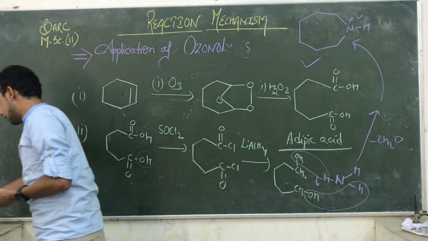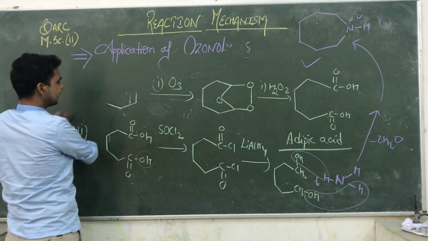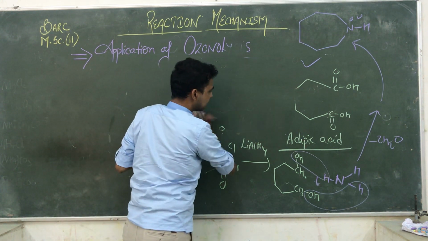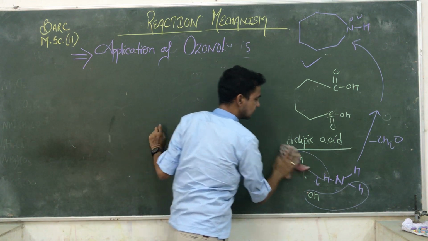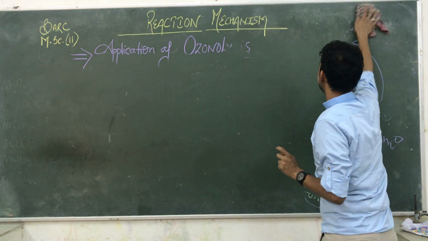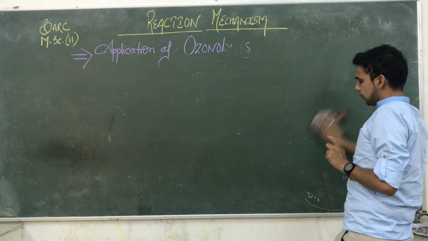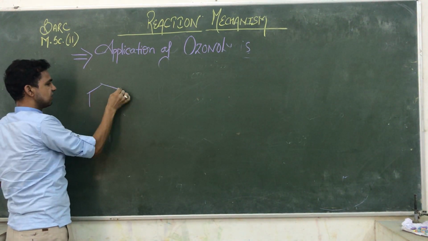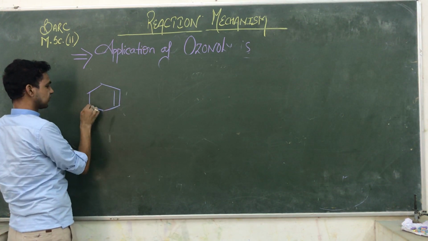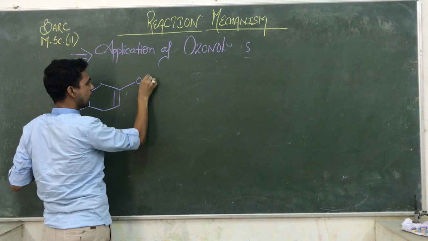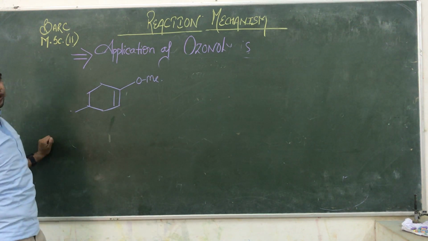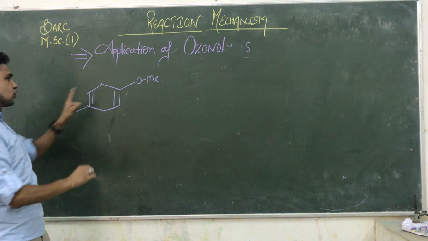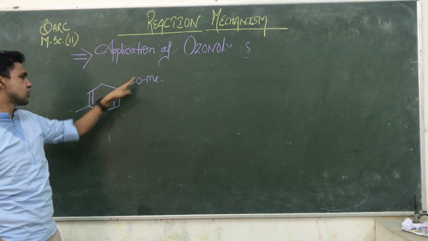The second application: we already taught you that ozone behaves like an electrophile. If any compound has two double bonds, okay, ozone always moves toward the double bond that is electron rich. If you are asked about this application, here is Me, here is OMe. Which one is a better donating group? That one is a better donating group. So ozone does not move here, it always moves here.